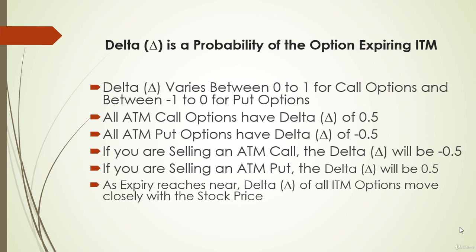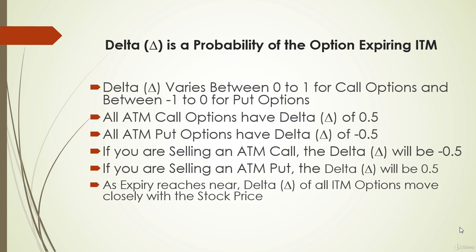It means for every $1 the stock price moves, the call option will move 0.50. All the at-the-money puts have a delta of -0.5. It means for every 1 point the stock falls, the option price will increase by 0.5 points. If you are selling an at-the-money call, the delta will be -0.5 instead of +0.5 because we are selling an asset. And if you are selling an at-the-money put, the delta will be 0.5 instead of -0.5.